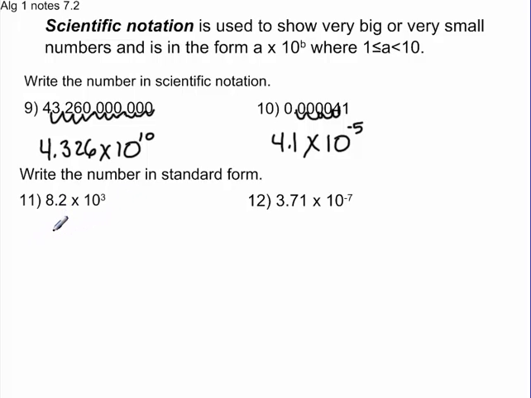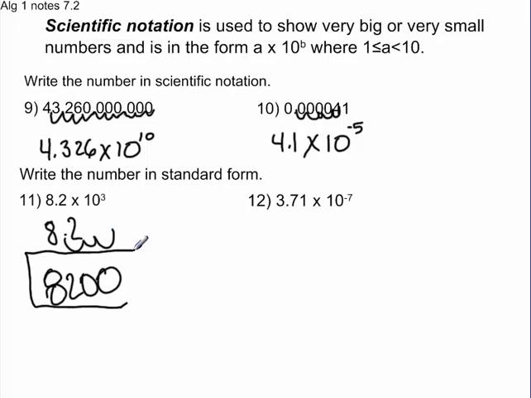To write these in standard form, I got 8.2. And then I'm going to move 3 decimal places. 1, 2, 3. It's a positive 3, so I want a bigger number. My final answer is going to be 8,2. Wherever I don't have a digit, but there is a spot, let's put in a 0. So this is my final number here.